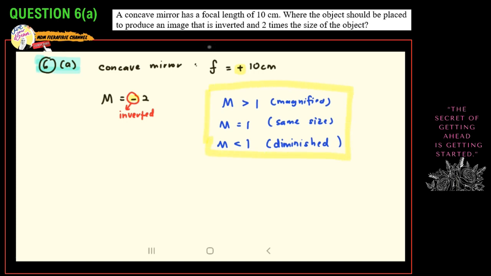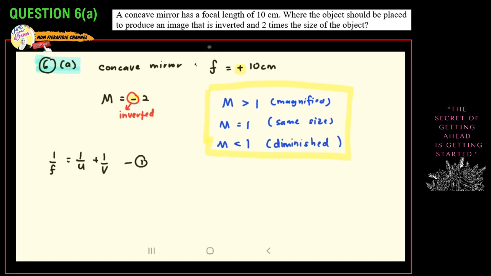Okay, so now our M is equal to negative 2 since the question states that the image is inverted and 2 times the size of the object. So let's write the equation. 1 over F is equal to 1 over U plus 1 over V. So I will let this be my first equation.